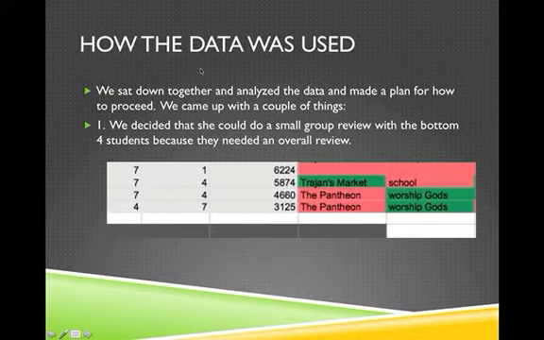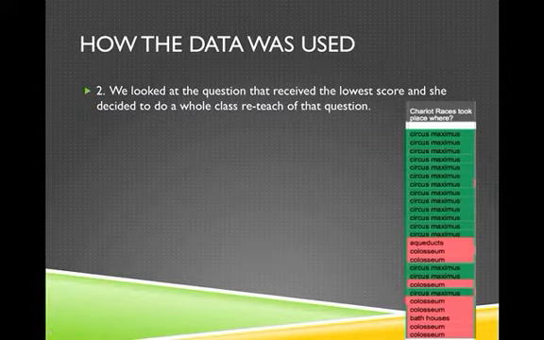So this is more specifically how we use the data. We sat down and analyzed it together and made a plan for things she would do. So the first thing, we decided that she could do a small group review with the bottom 4 students, because remember, this first column is questions correct and questions incorrect. Now, looking at this, you think, well, they got 7 questions right, but this student only answered 8 of the 11 questions. So again, was the student goofing off? Did he not have enough time? What was the case?